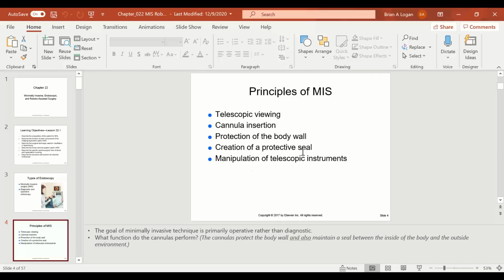And that's going to allow us, so this protection of the body wall and this protective seal and the manipulation of these instruments, this is all done by either distension or insufflation. And the cannula is going to help maintain this seal so that we can go in and out with instrumentation and not have that fluid completely pouring out or the gas just leaking out.